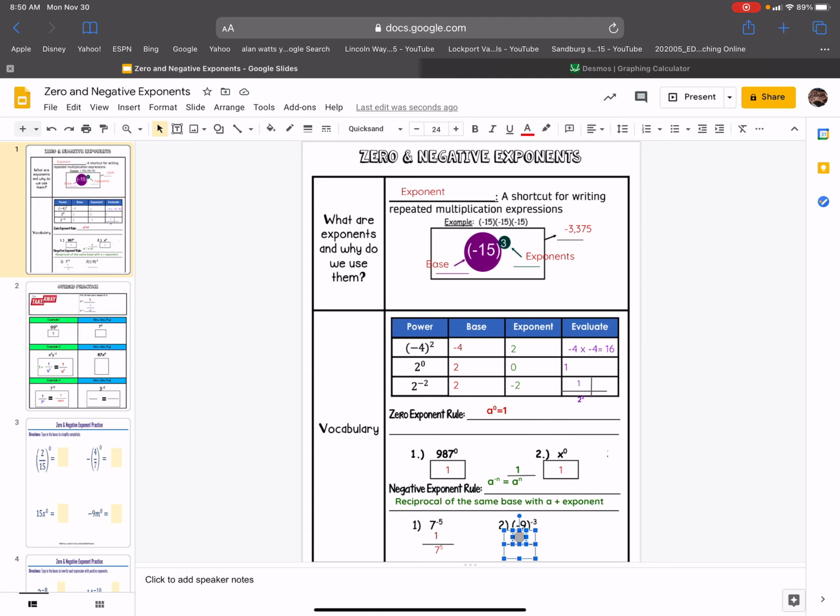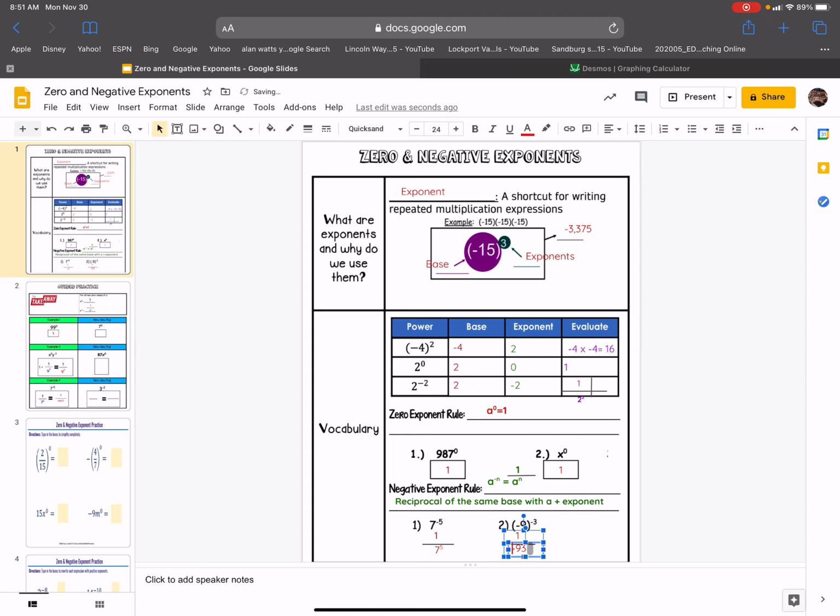And same with this one. Notice, this one's where the base is also negative. It's going to be a 1 on top. And then I'm only making the exponent positive. The 9 stays the same. So it becomes negative 9 to the positive 3rd power. And again, I'm going to show you. We're going to make this.